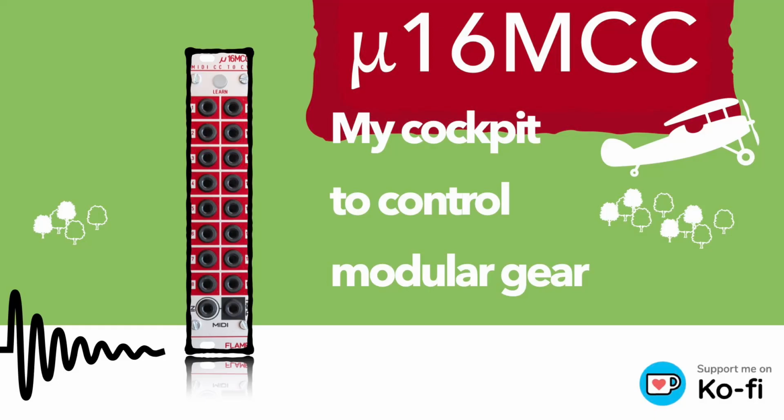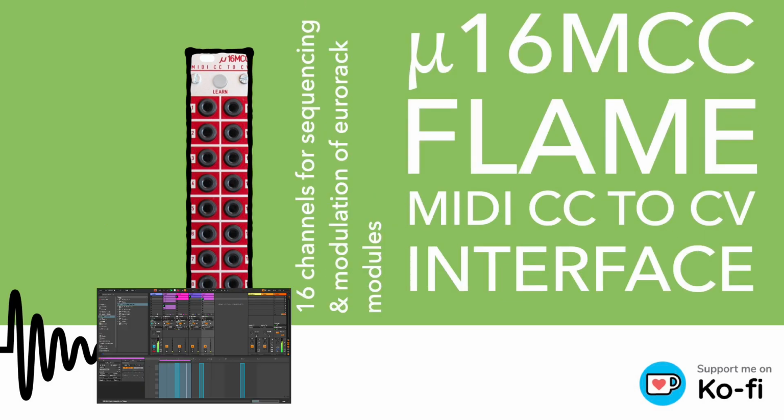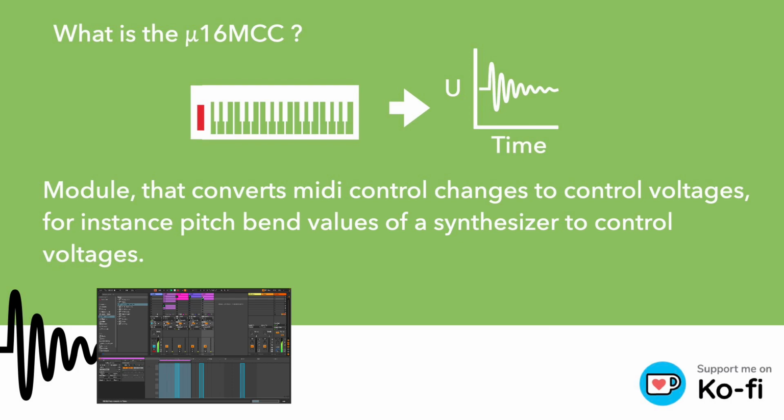Hello guys. I want to talk a little bit about my favorite module that controls other modular gear in my Eurorack system. It is the micro16mcc from Flame, a German manufacturer, and it converts MIDI CC controller values to control voltages. Simply speaking, it is capable of converting pitch bend data coming from a synthesizer to control voltages, which further can be used to modulate other Eurorack modules like VCAs, oscillators, filters, and so on.